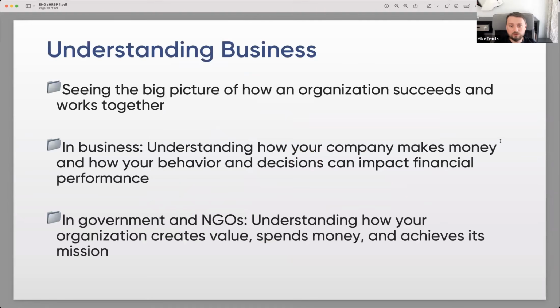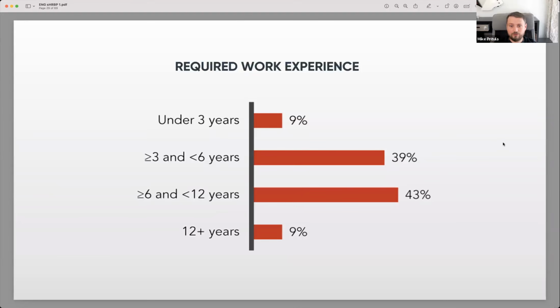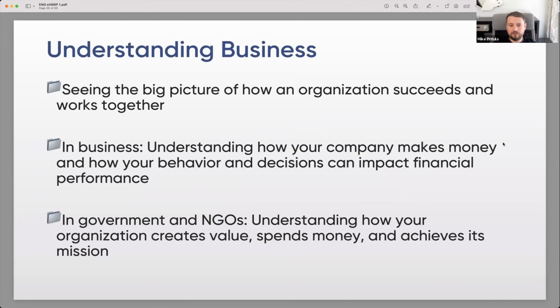Now it was about HR business partner role, and now let's talk about understanding the business. Our first competency in competency framework, and I would say it's very important understanding for being HR business partner, right? So we have this business word in the job title. So what's understanding business? It's about seeing the big picture of how an organization succeeds and works together.